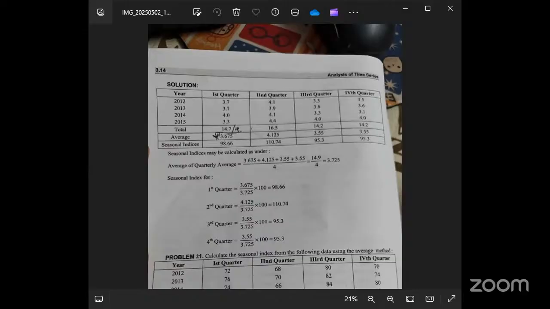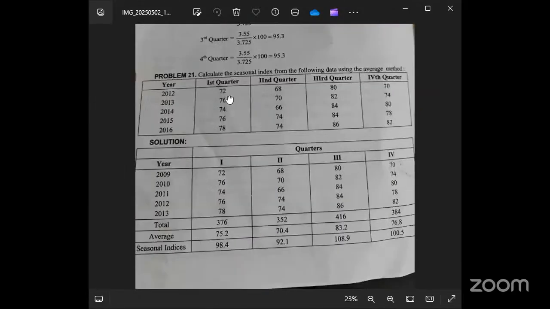And coming to the next problem, same method. Next, the 21st problem: calculate the seasonal index from the following averages. See, here also they have given us the same thing, quarters: first, second, third quarter. But what is in here? 1, 2, 3, 4, 5, 6. So we got 6 years here.